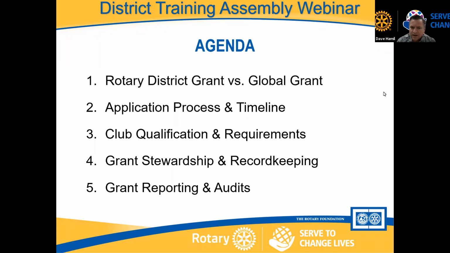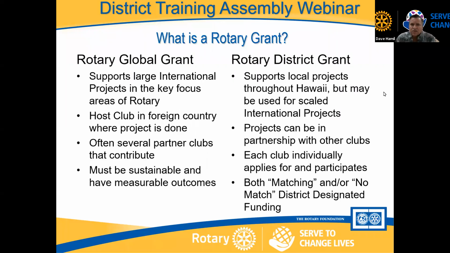Once you've gotten past that, how do you steward the grant? How do you keep records? And then finally, how do you report on it? And what's the potential of being audited for the grant? So let's just first start with the basics. What is a Rotary grant?